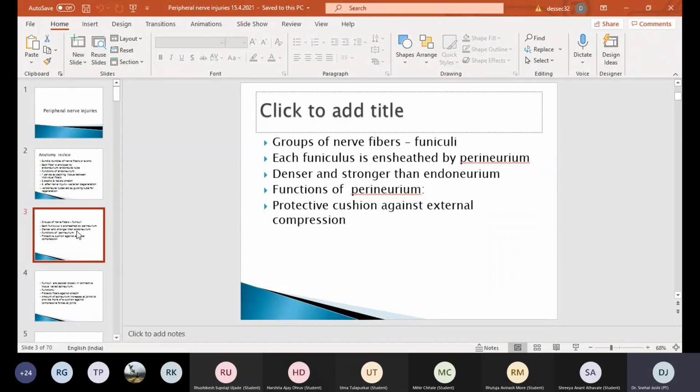Now the perineurium, being the outer structure, has to be stronger than your endoneurium, because it is going to be subjected to many more stresses than your endoneurium. The function of perineurium is that it gives a cushioning effect. So whenever there is any trauma, or any blow, or any injury, it acts as a cushion against this external compression.